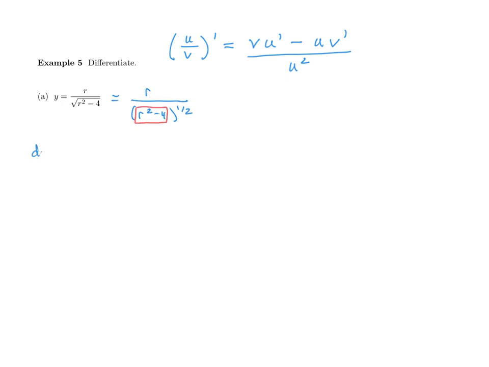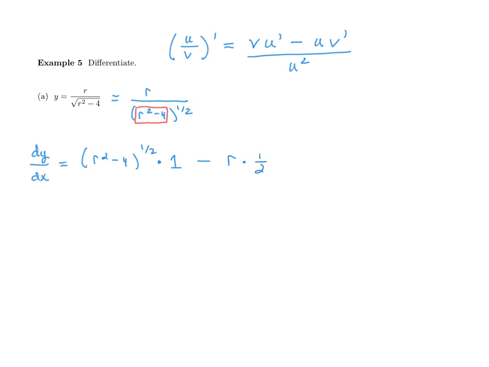If I want to find dy/dx, the quotient rule says simply copy down the denominator, which is (r squared minus 4) to the 1/2, and then you multiply by the derivative of the numerator, which is 1. You then subtract off the numerator, which is r, times the derivative of the denominator. Okay, so looking at just the denominator, you bring down the 1/2, leave this alone, and subtract 1 from the exponent.